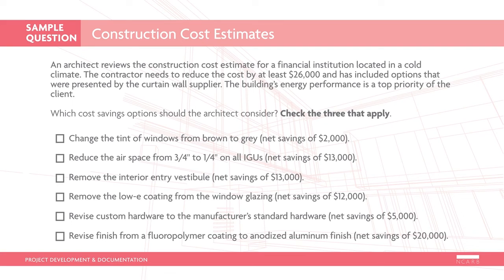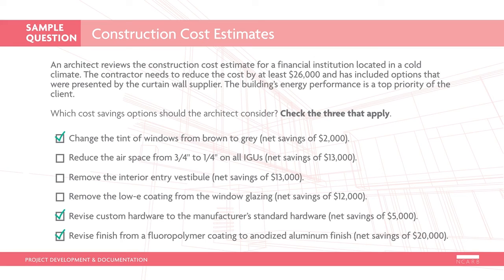Change the tint of the windows from brown to gray, net savings of $2,000. Reduce the airspace from 3/4 inch to 1/4 inch on all IGUs, net savings of $13,000. Remove the interior entry vestibule, net savings of $13,000. Remove the low E coating from the window glazing, net savings of $12,000. Revise custom hardware to the manufacturer's standard hardware, net savings of $5,000. Revise finish from a fluoropolymer coating to anodized aluminum finish, net savings of $20,000. These are the correct responses.